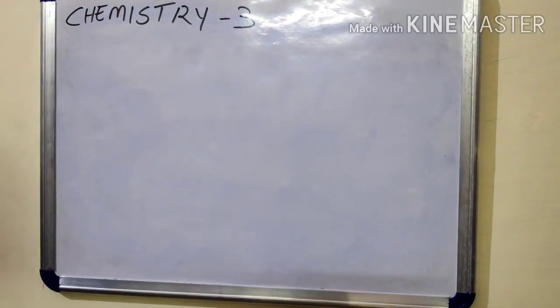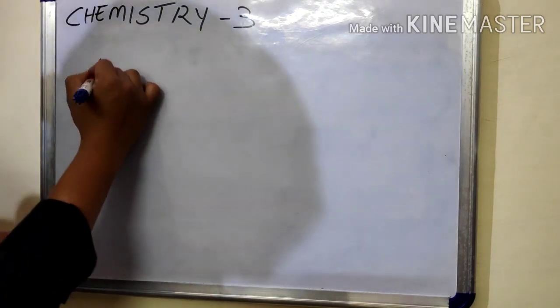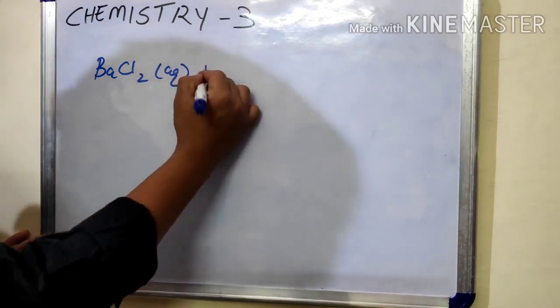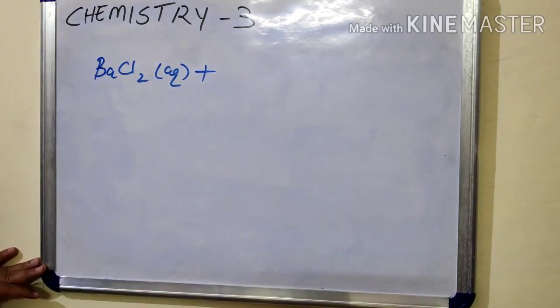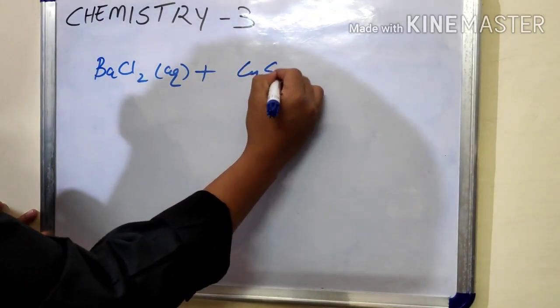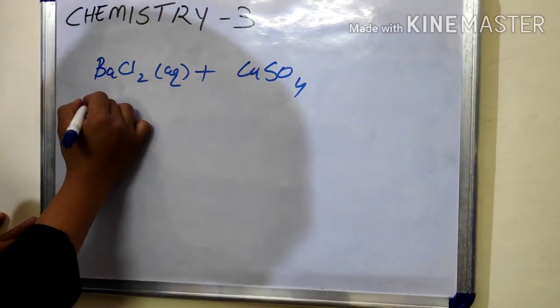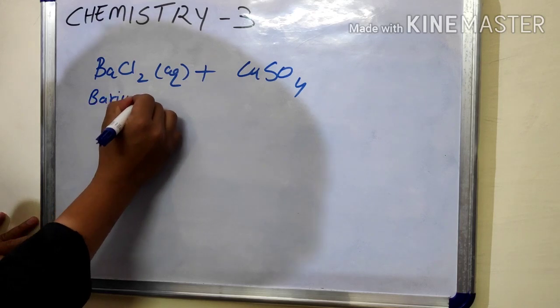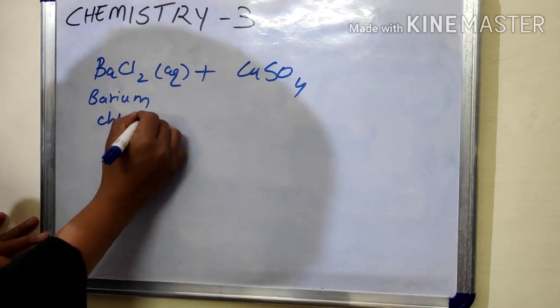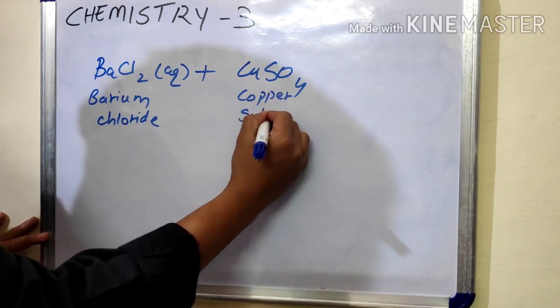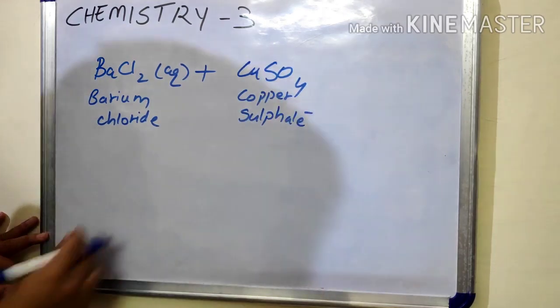Barium chloride, BaCl2 aqueous, this is barium chloride plus copper sulfate, CuSO4. Now again they will react.